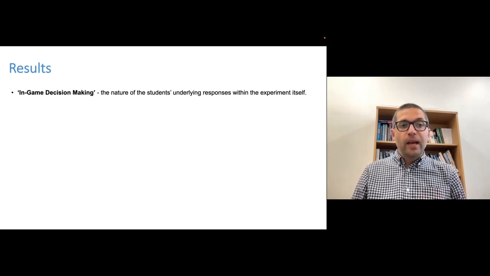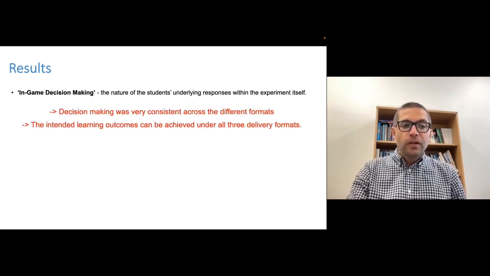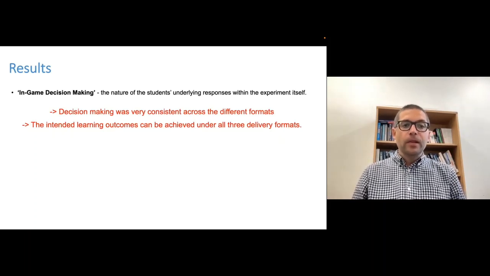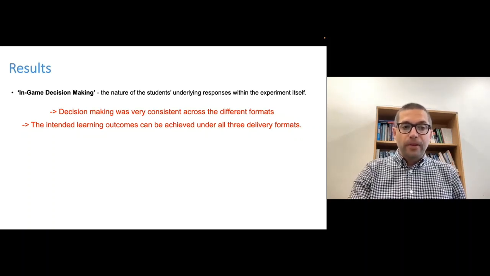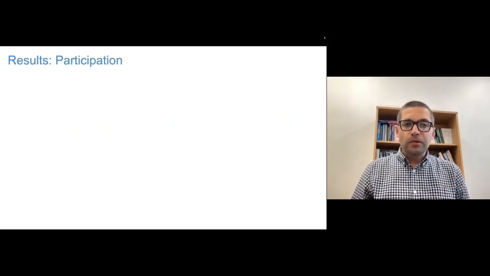And in particular, we were finding evidence of the types of behavioural biases that Chris talked about earlier across all three delivery methods. So this is an important finding because what it means is that the intended learning outcomes, what we want the students to actually get out of the experiment, can be achieved under each of the different delivery methods.